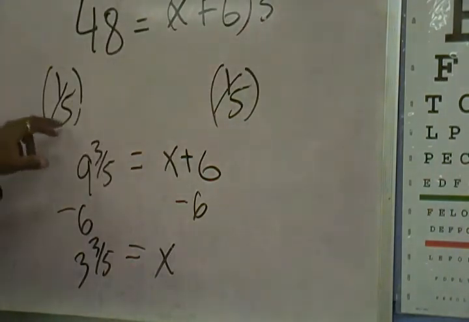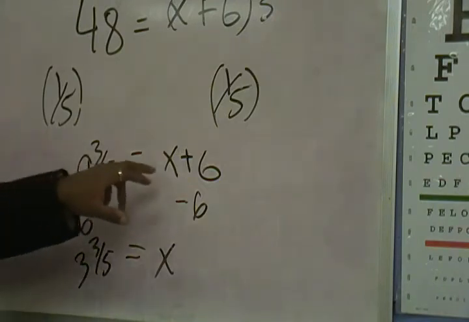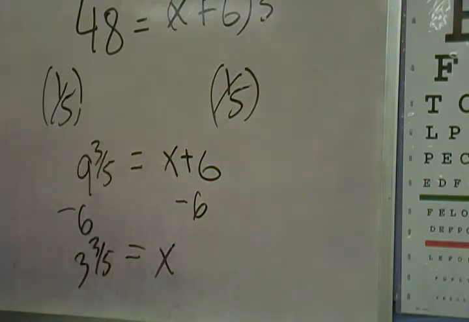Over here, it gives me 48 divided by 5, which is 9 3/5. So then I have 9 3/5 equals x plus 6. Subtract the 6 from both sides. That gives me 3 3/5 equals x. Now, you probably could have used two ways to solve that.